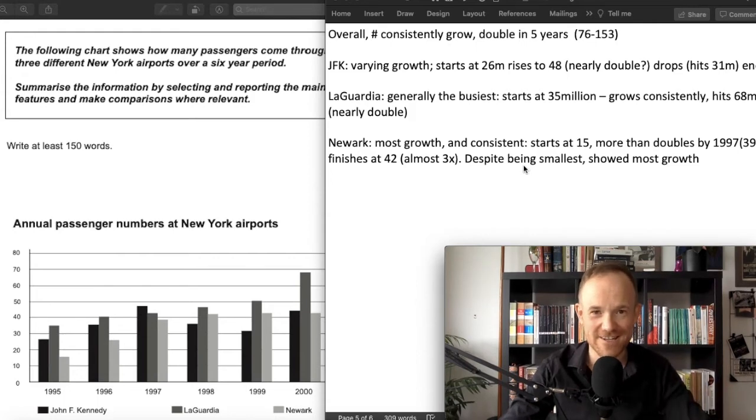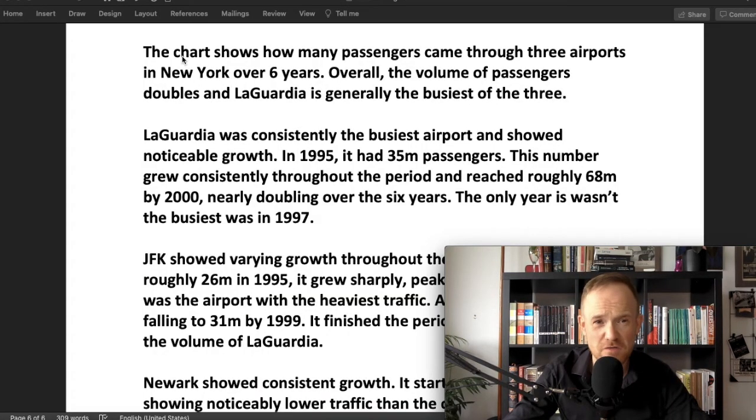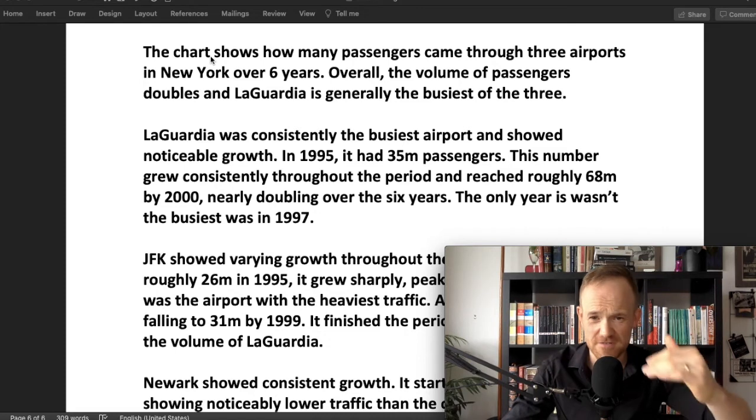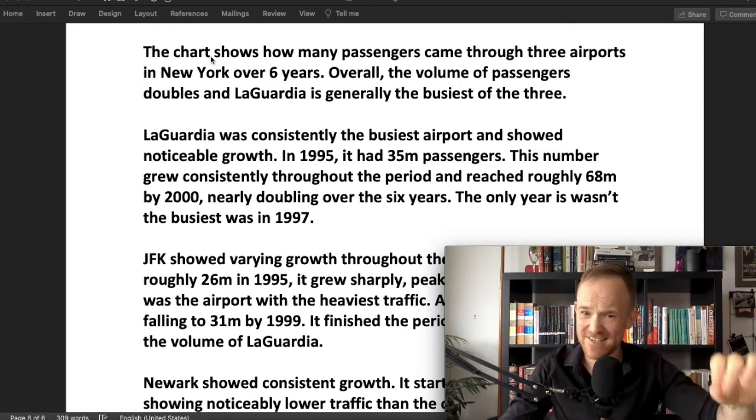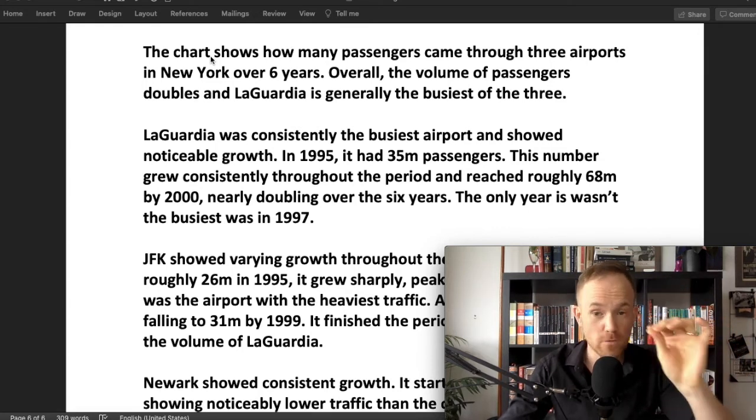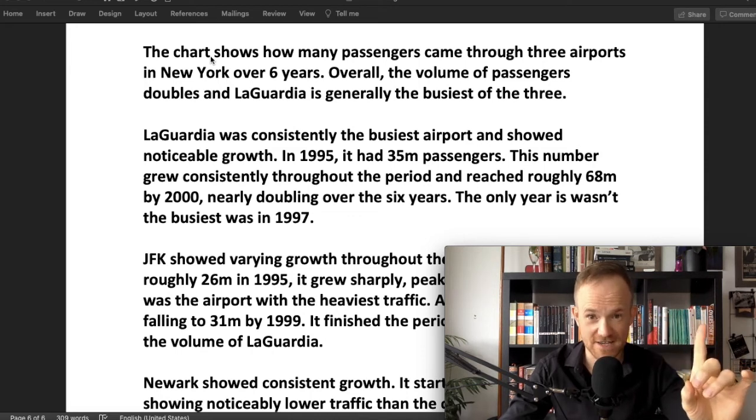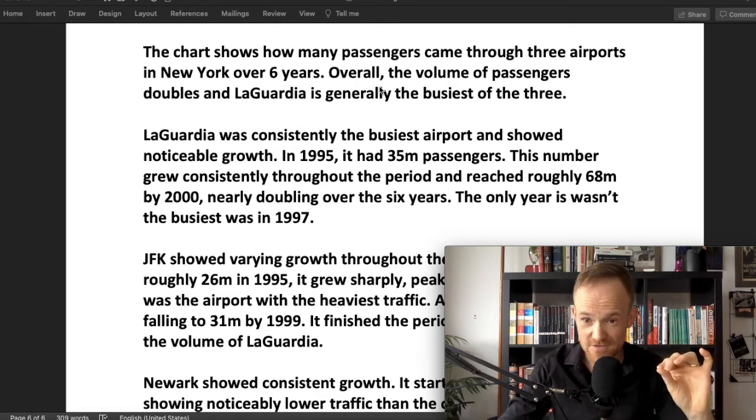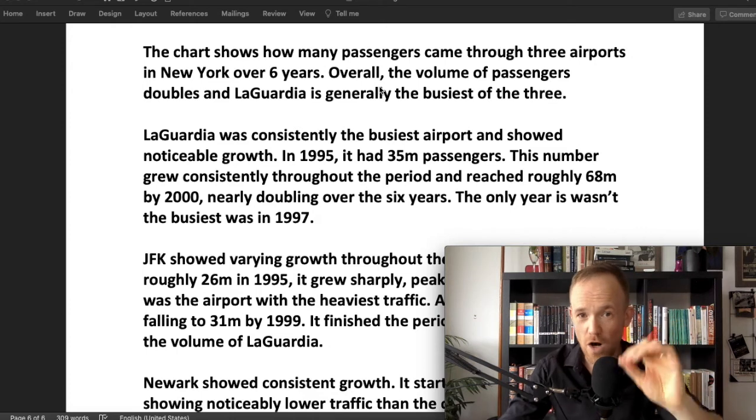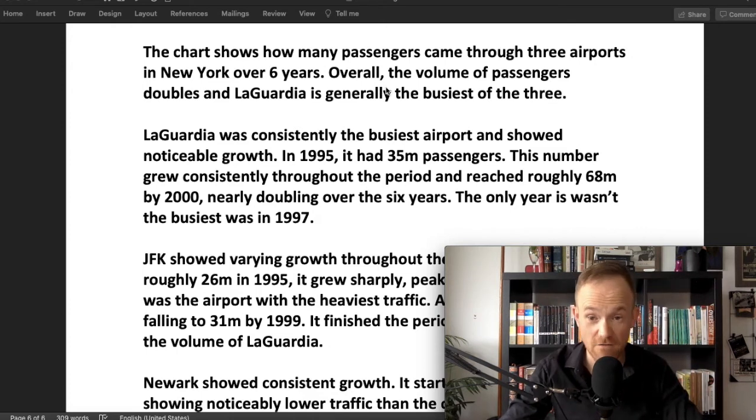Let's take a look at a sample. All right, here we go. So first of all, I haven't made a lot of changes to the first sentence. I know a lot of teachers tell you to paraphrase it very carefully. I just say quickly, 10 seconds, copy it, maybe make a few changes. It doesn't matter. Don't spend a lot of time thinking about this part of the test. Write it down, then overall, the volume of passengers doubles across all 3, and LaGuardia is generally the busiest of the 3.